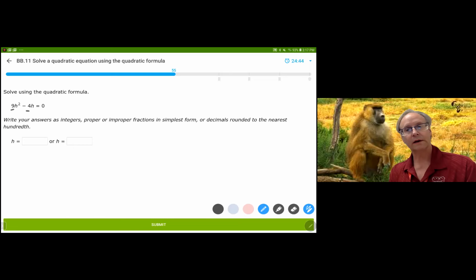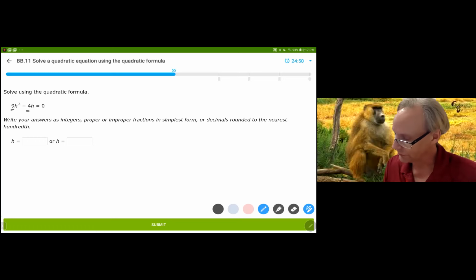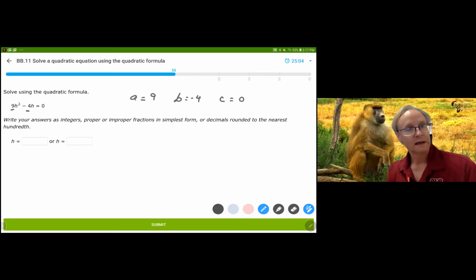And this is where I was going to tell you, it's important that when you substitute your b in, you put the parentheses. So here we go. Our a is 9. Our b is the -4. And our c, sorry, that's supposed to be a tail on my b, is 0. So let's put all our values in there.